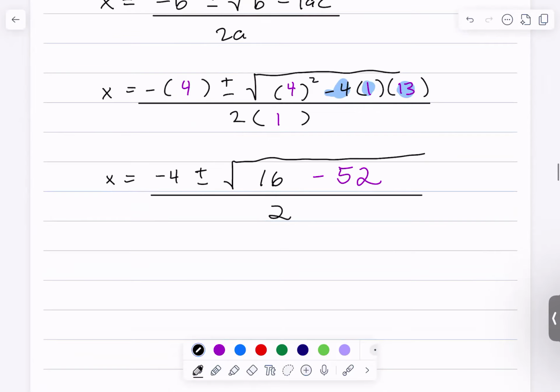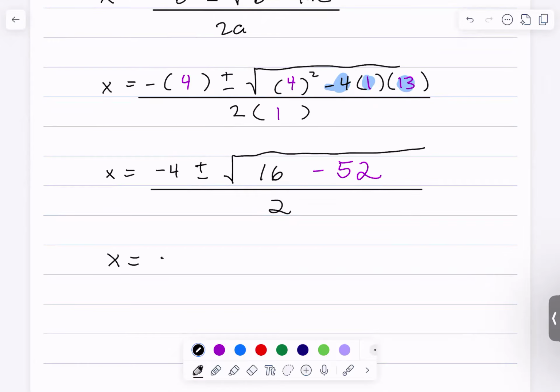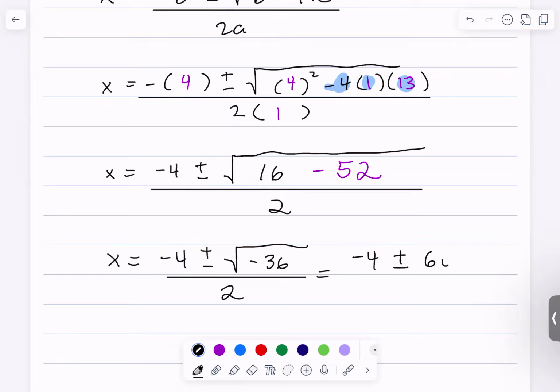Right? And then so x equals -4 plus or minus square root. 16 minus 52, that is -36, divided by 2. That will be -4 plus or minus, what is the square root of -36? 6i. Okay, because it's a negative. Square root of 36 is 6. Since it's a negative, there's an i in it.